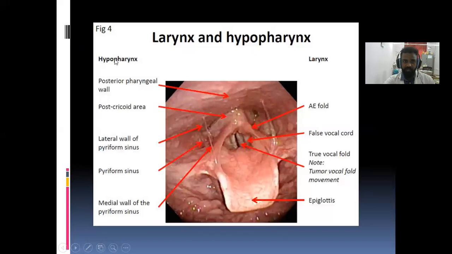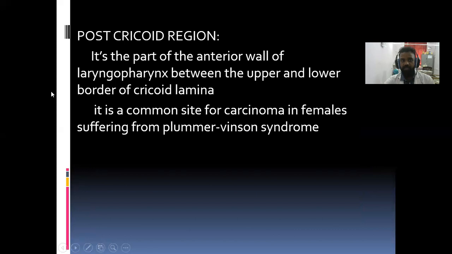These are all the contents of the hypopharynx: the posterior pharyngeal wall, cricoid area, lateral wall of the piriform sinus, as well as the medial wall of the piriform sinus. The postcricoid region is the part of the anterior wall of the laryngopharynx between the upper and lower border of the cricoid lamina. It is a common site for carcinoma in females suffering from Plummer-Vinson syndrome.